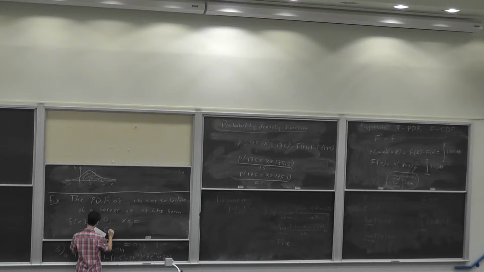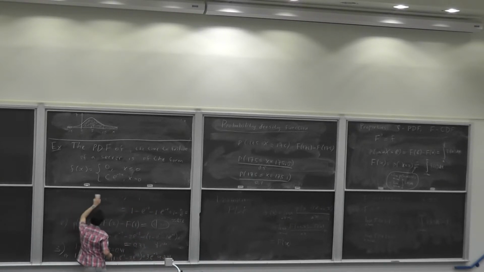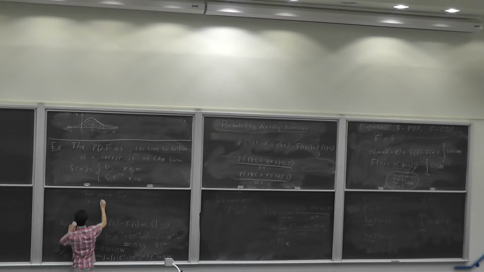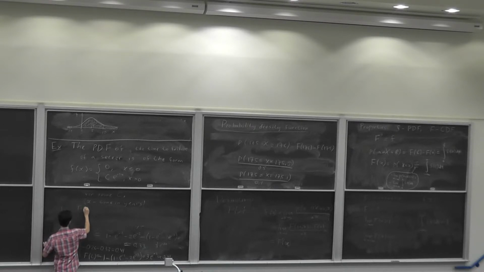For x negative the function is zero, and for x positive it is c times e to the power minus 2x. So we have the sum, c, and x times dx. Equations are y and c. Second equation.